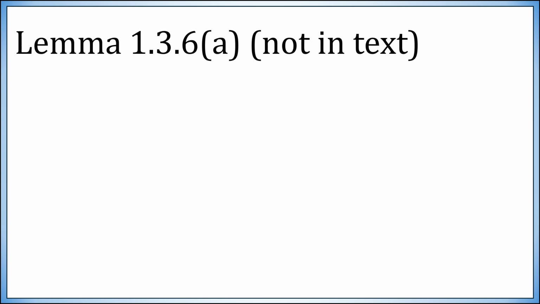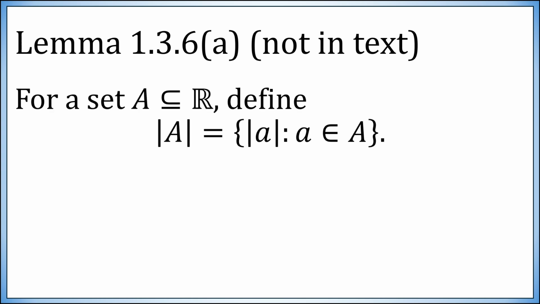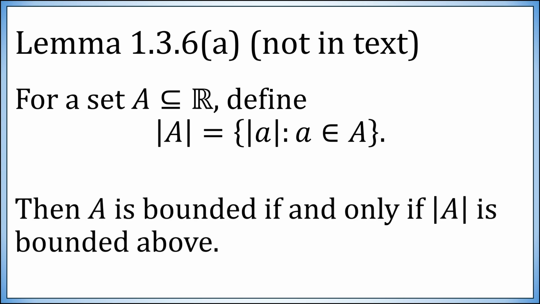So let's move on to this little lemma, 1.3.6a. This isn't in the text, but it will lead into that lemma. For a set A in the real numbers, define the absolute value of a set to be the set of all possible absolute values. Then the original set A is bounded, meaning above and below, if and only if the set of absolute values is bounded above. Essentially, to find if this set is bounded both above and below, you need only establish that this set is bounded above.